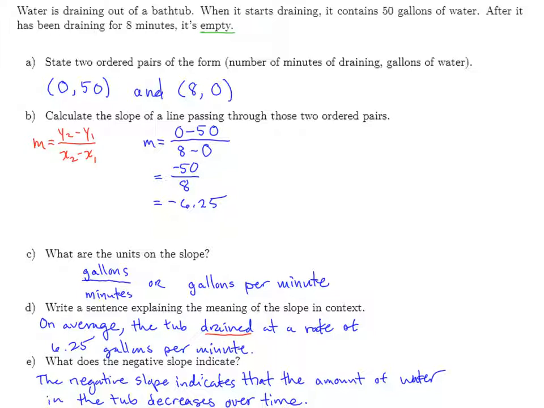Again, negative slope indicating that it decreases over time. Our interpretation using 6.25 gallons per minute in a word, such as drained in this case, indicating that it's decreasing.